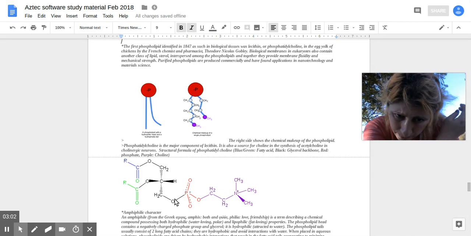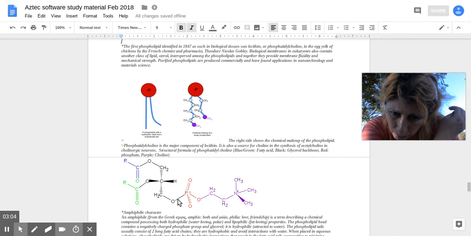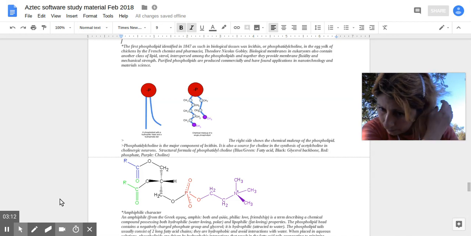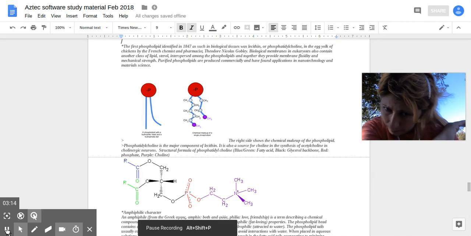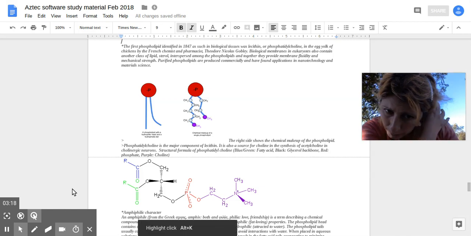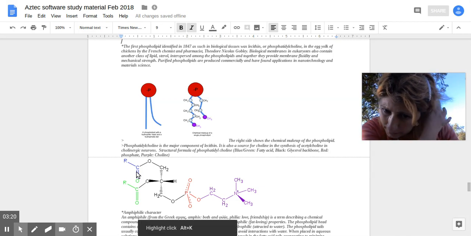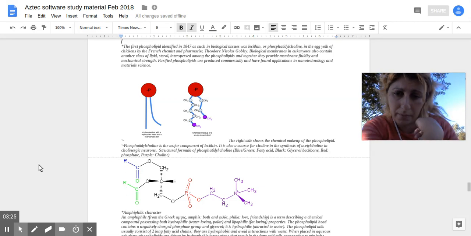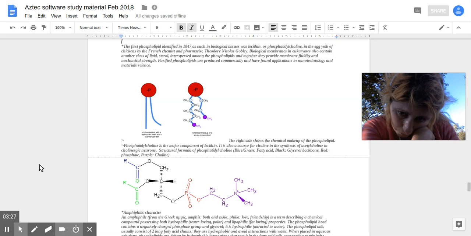and so choline is the alcohol head group in this particular phospholipid, which is phosphatidylcholine. So in the blue and green is the fatty acid. R stands for the long hydrocarbon fatty acid tail.